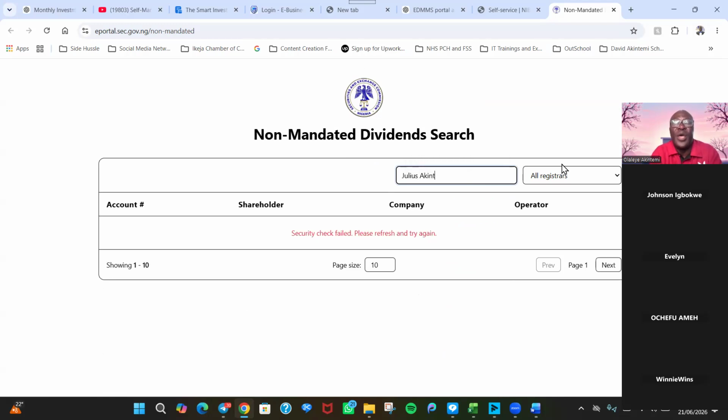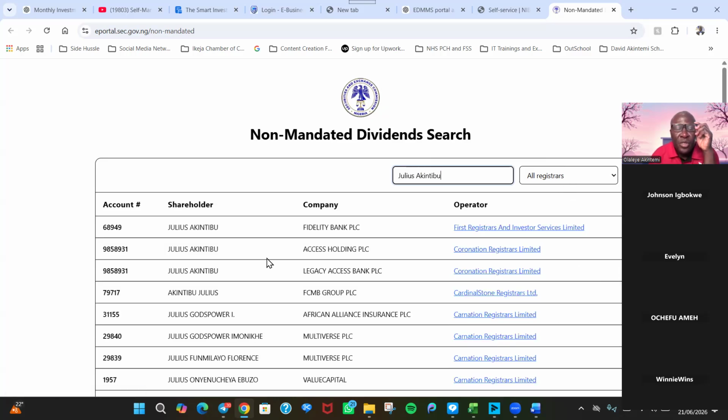Okay, so let's put it this way: Julius Akintibu, because you have to put the correct name. Can you now see Julius Akintibu? So this person has 3 or 4 different stocks which they have bought and have not been claiming their dividend.